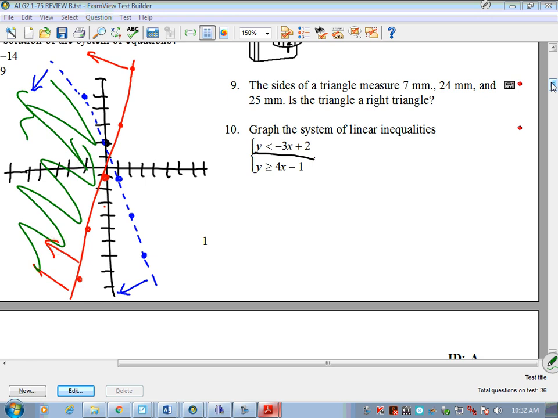You're going to get a somewhat lightly shaded region up here between the two lines and a lightly shaded region down here between the two lines. But your darkest shaded region is going to be right there to the far left. Does that make sense? All right. That's number 10.